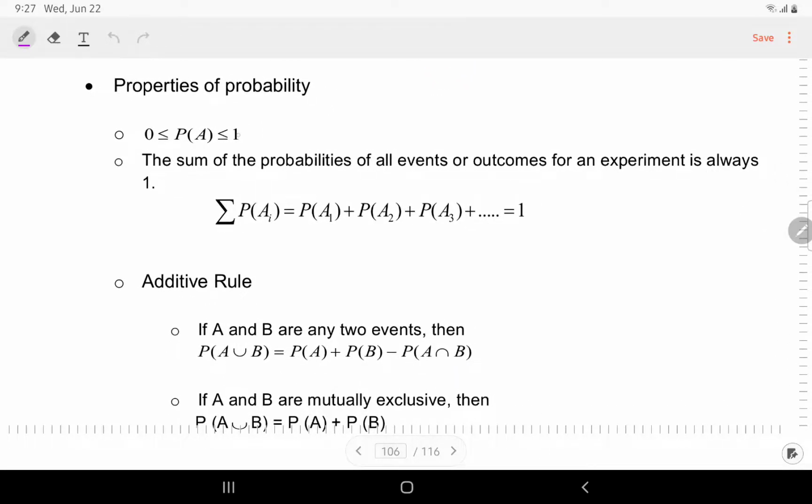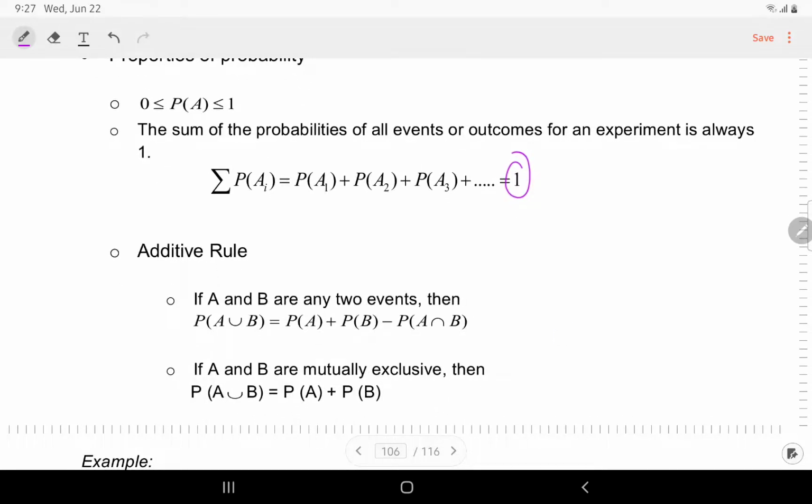And then the sum of probabilities of all events or outcomes of an experiment is always 1. So contohnya kalau kita ada banyak event, so the probability of all the events, kalau kita sum up, tambahkan semua, mesti equals 1. Kalau kita ada banyak event, probability semua kita tambahkan mesti 1.